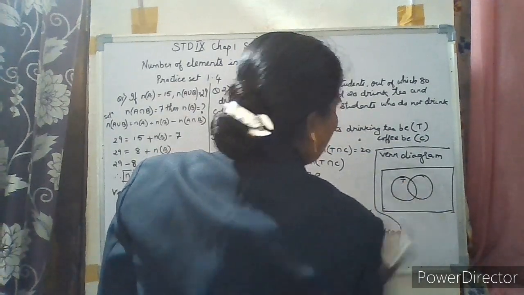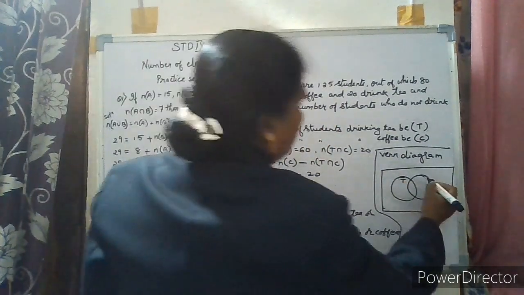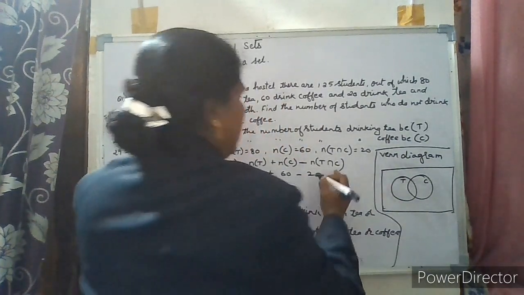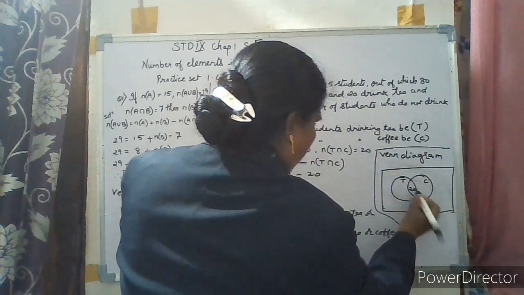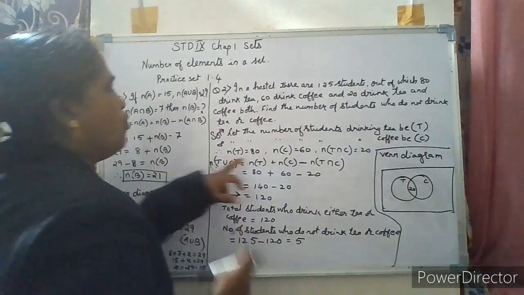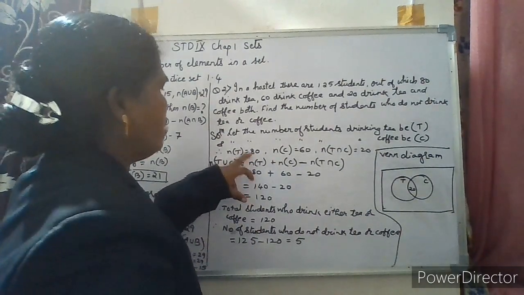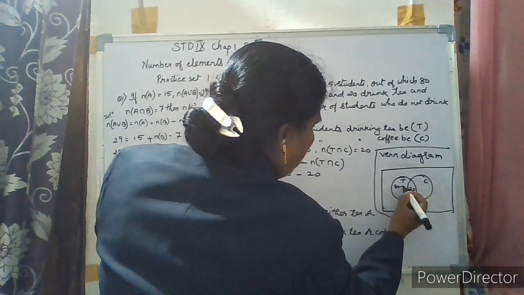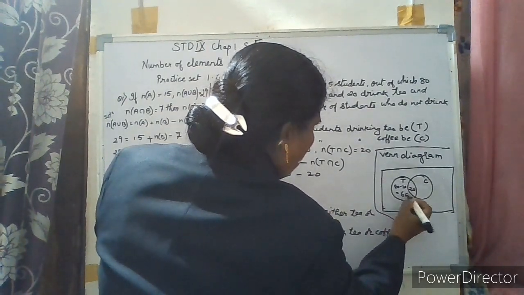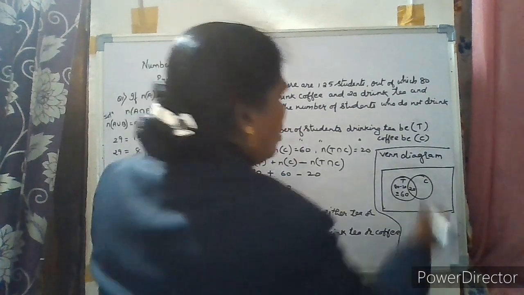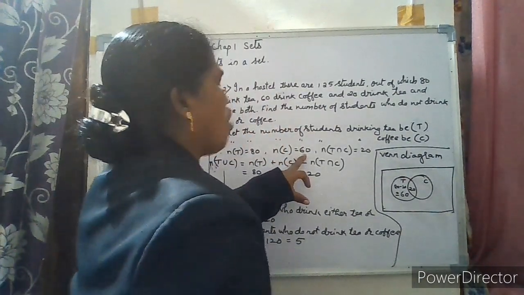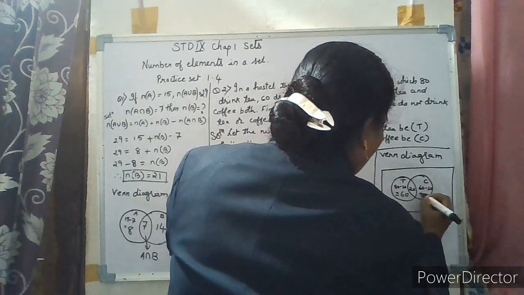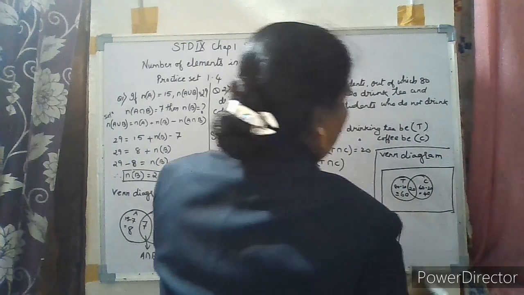This is the students who drink tea. This is the students who drink coffee. The intersection is 20, given. Now the number of students who drink tea is 80, so 80 minus this 20 is equal to 60. Then the number of students who drink coffee is 60, given, so 60 minus 20 is equal to 40.